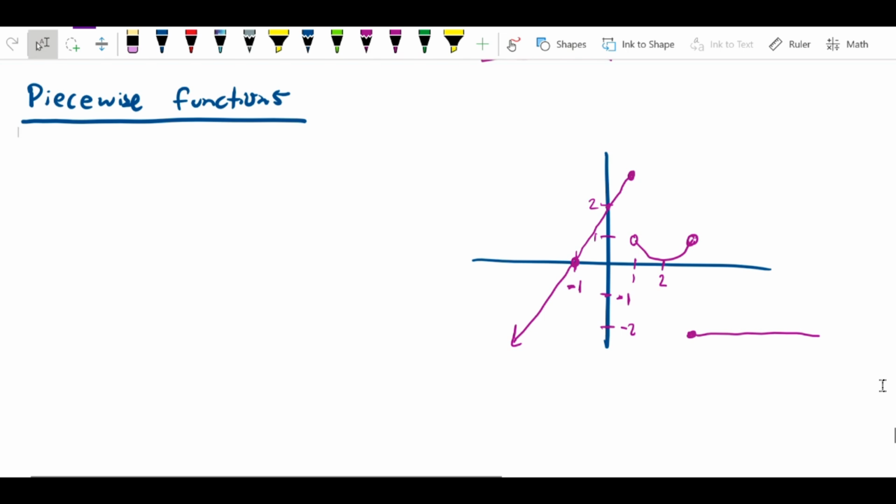We go on to the topic of piecewise functions. These are sometimes called case functions. A piecewise function is one where the definition of the function changes depending on what interval of the domain we're talking about.